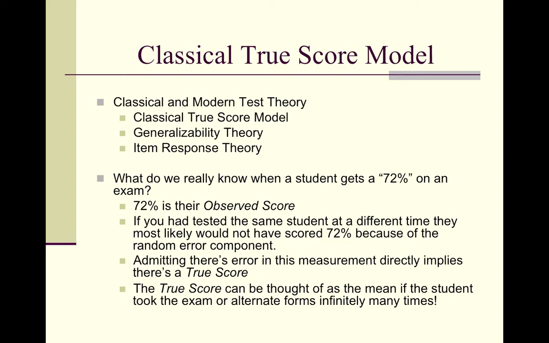So guys, the third bullet down there under the second big one: we have to admit that there's error in measurement, and that directly implies there's a true score. So the true score might be thought of as the mean if the student took the exam, or an exact alternate form, and we talked about that before, infinitely many times.